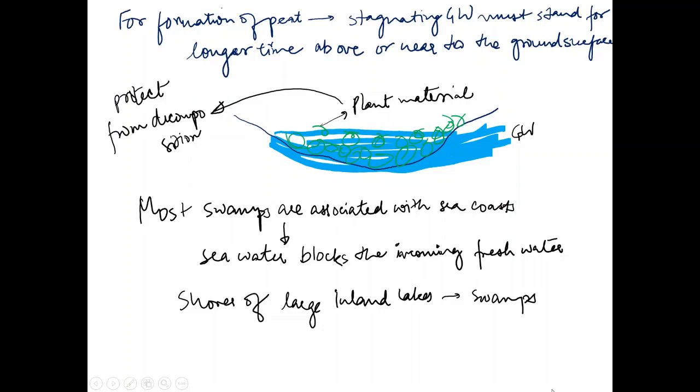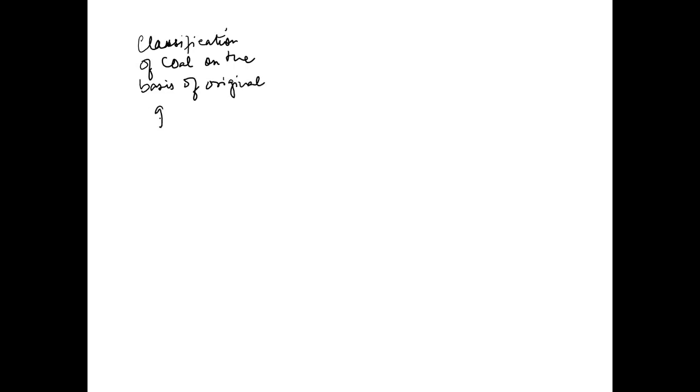Okay. So on the basis of the original geographical position where the coal was formed, the classification of coal on the basis of original geographical position: there are mainly two types, paralic coal and limnic coal.